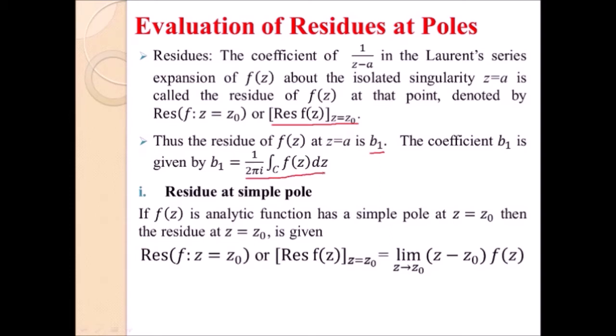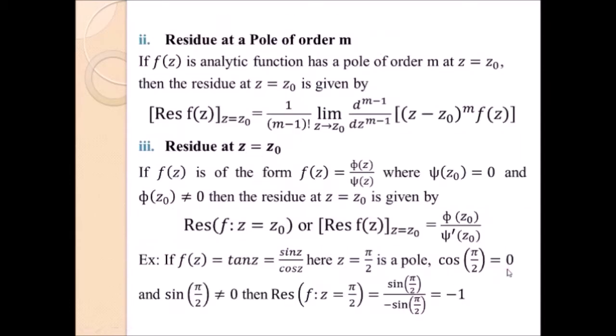Now we go for residue at a simple pole. If f of z is an analytic function with a simple pole at z is equal to z naught, then the residue of f of z at z is equal to z naught is limit z tends to z naught, (z minus z naught) into f of z. Next, residue at a pole of order m. If f of z is analytic with a pole of order m at z is equal to z naught, then the residue is given by 1 by (m minus 1) factorial, limit z tends to z naught of d power m minus 1 by dz power m minus 1 of (z minus z naught) power m into f of z.